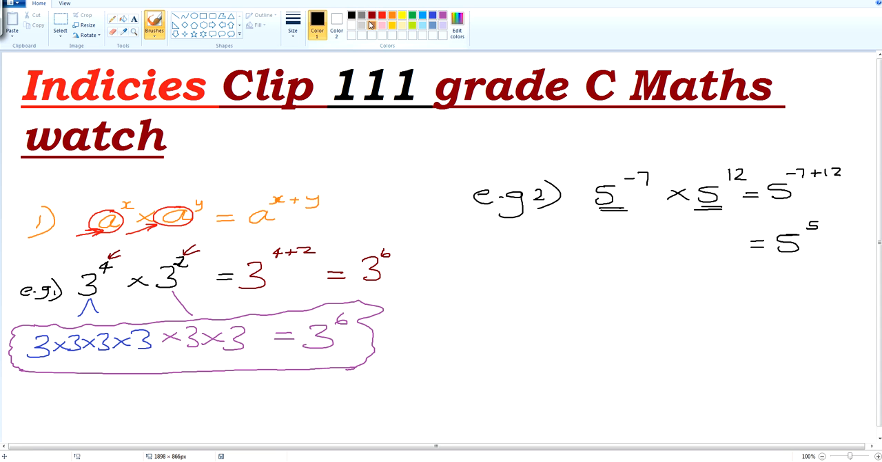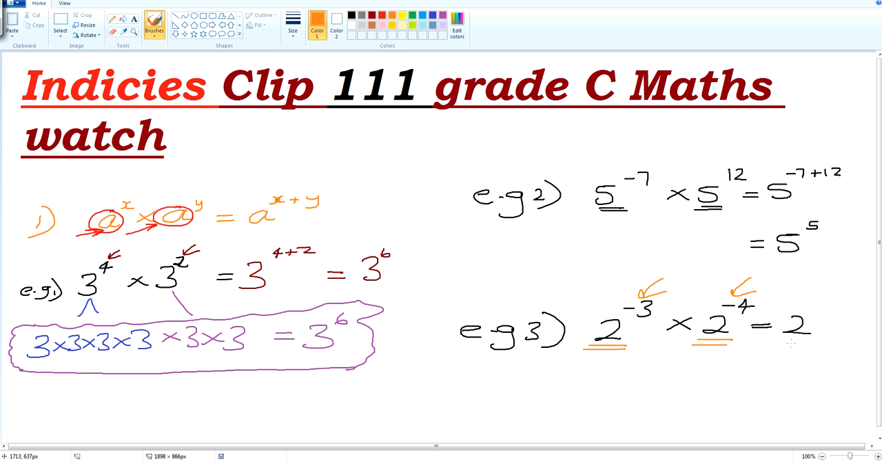Okay, and just to finish it off, one further example. So you have 2 to the power of, now. So we got both indices are minus now. So when we have to add them, we look at these indices. So we're looking at these here now. These are the same, these two. So the answer will be in terms of 2.